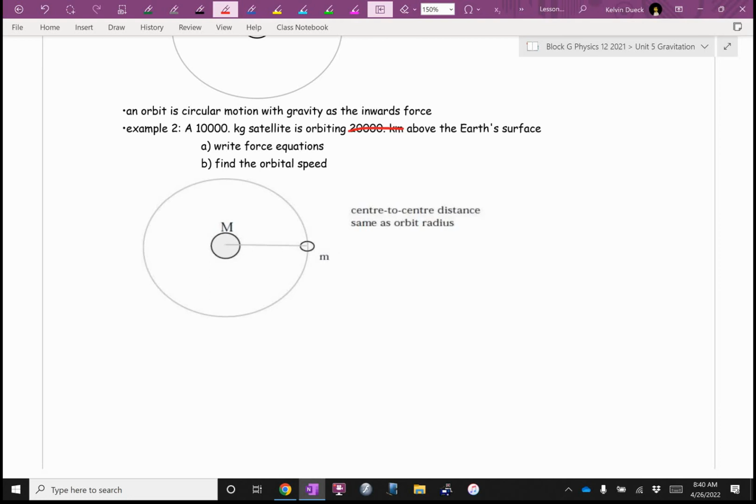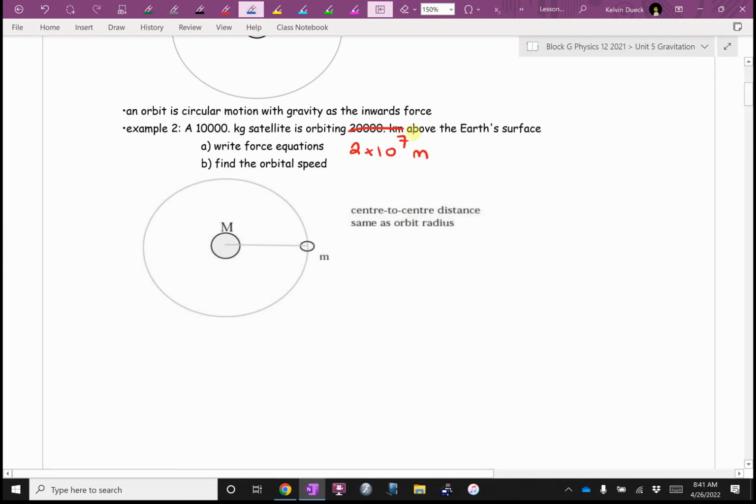How many meters in a kilometer? So how many meters in 2 kilometers? How many meters in 20,000 kilometers? You times by 1,000. I'm going to write it in scientific notation. It's adding 3 zeros, so it's going to be 2 × 10⁷ meters.